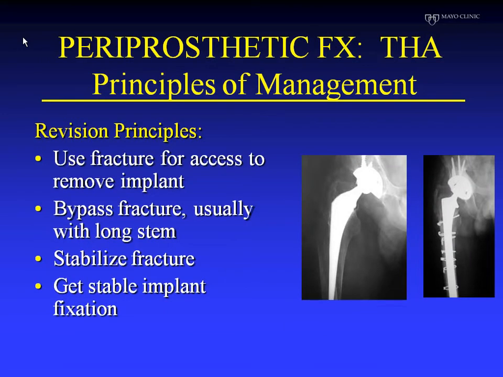And we all recognize the main and important revision principles that are used for any type of periprosthetic fracture which is being revised. And these are the following general concepts. Use the fracture for access to remove the implant. It's already open. That's your doorway. Bypass the fracture, usually with a long stem. Use the intramedullary element of the implant to gain fixation of the fracture for the most part, and then augment that as needed. Of course, stabilize the fracture, but importantly, get stable implant fixation. It's the last category that has been the greatest problem historically with management of these fractures.